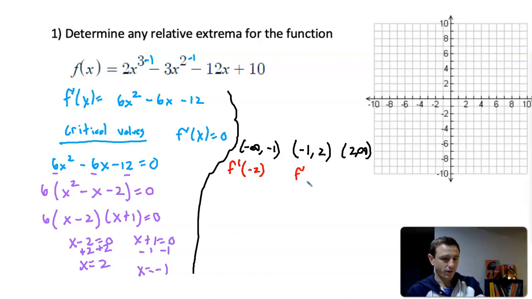In this interval, whenever you have an interval with 0, and 0 is completely fair game, use 0. Don't make your life any more complicated than it needs to be. And then here, 2 to infinity, let's just go with 3.